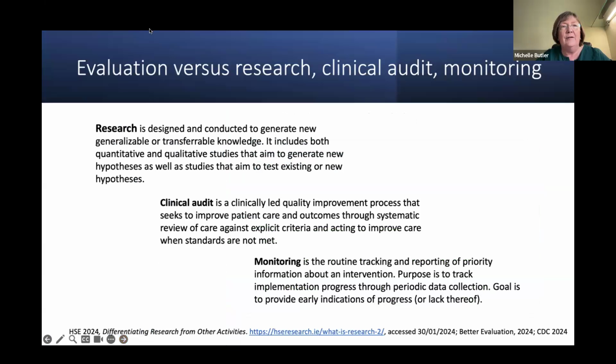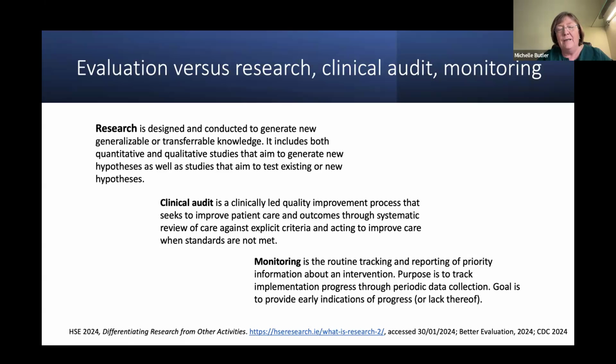Okay, so just to clarify how it's different to research and why is that important? Well, there are different requirements and obligations in terms of conducting research. So we'll talk about that in a minute. But research generally is designed to generate new knowledge that contributes to the knowledge base. It's generally designed to be generalizable and transferable. And it may be testing hypotheses or generating new ones to be tested. So it's much broader than your particular project or your particular initiative that you're focusing on.